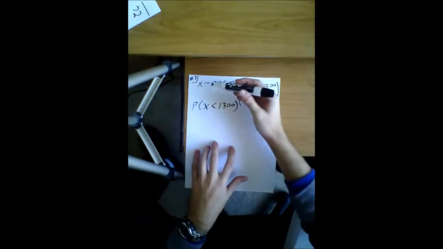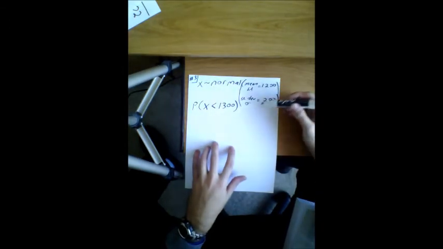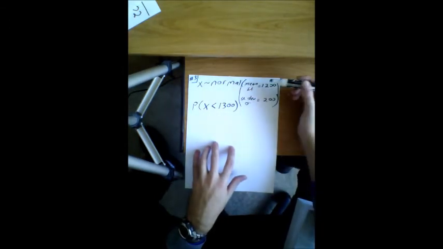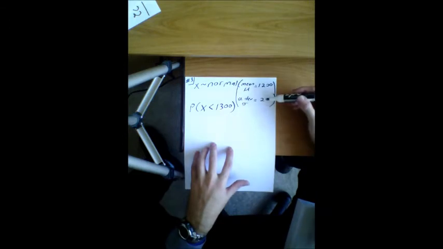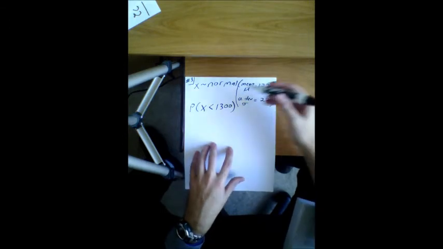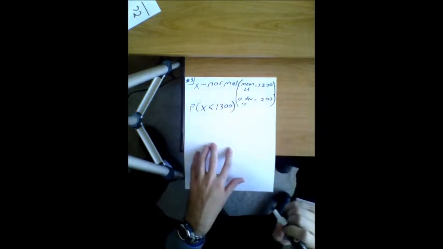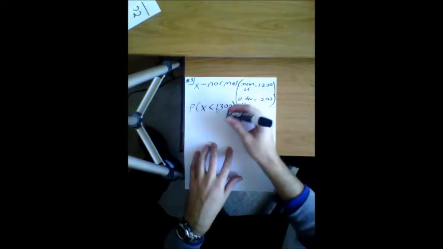We want the probability that a single student scores less than 1,300. And we're told that each person's score is normally distributed with a mean of 1,200, standard deviation of 200. So before we can do this, we can't use the standard normal curve just yet. We have to find the z-score of this.